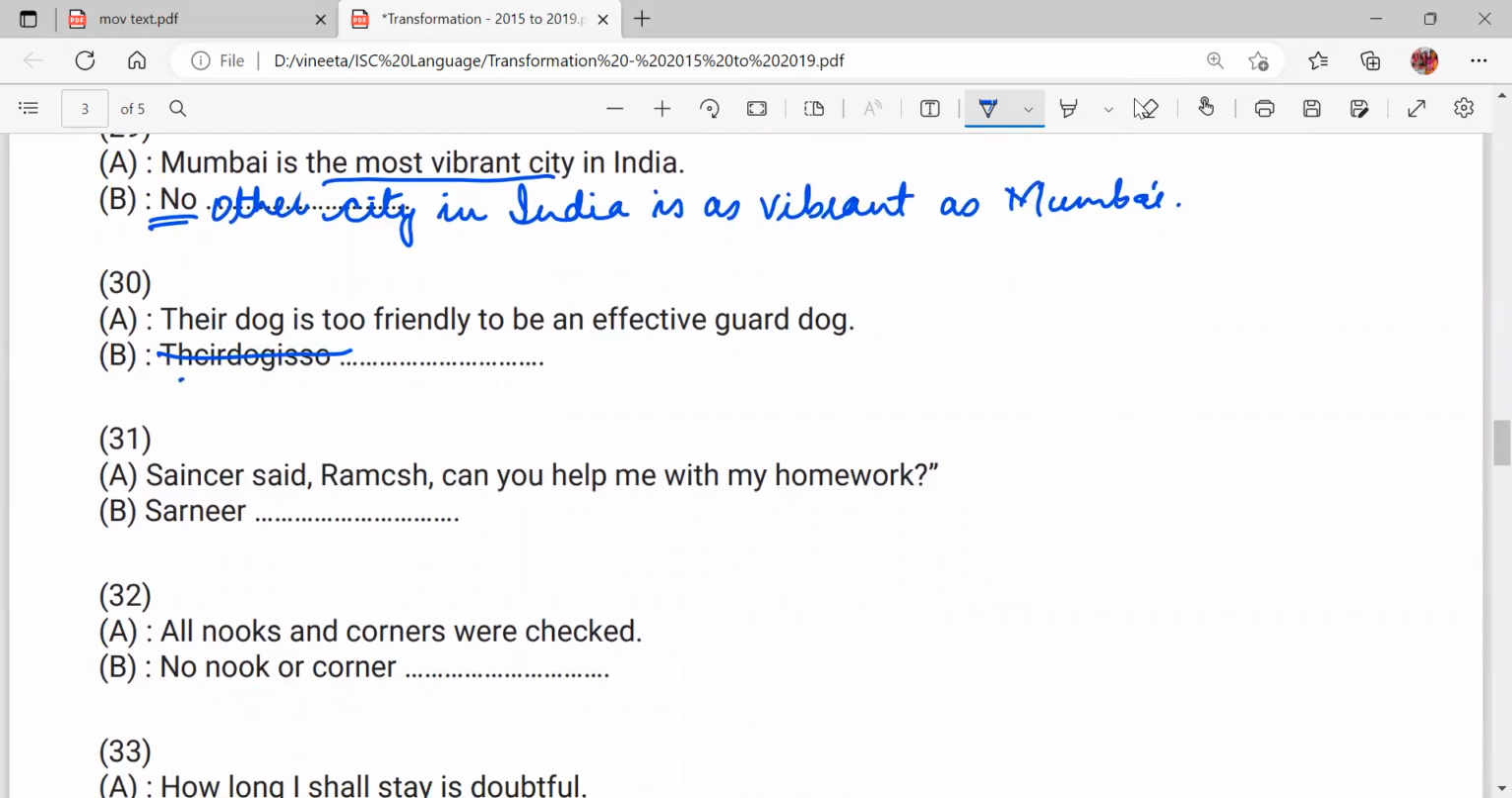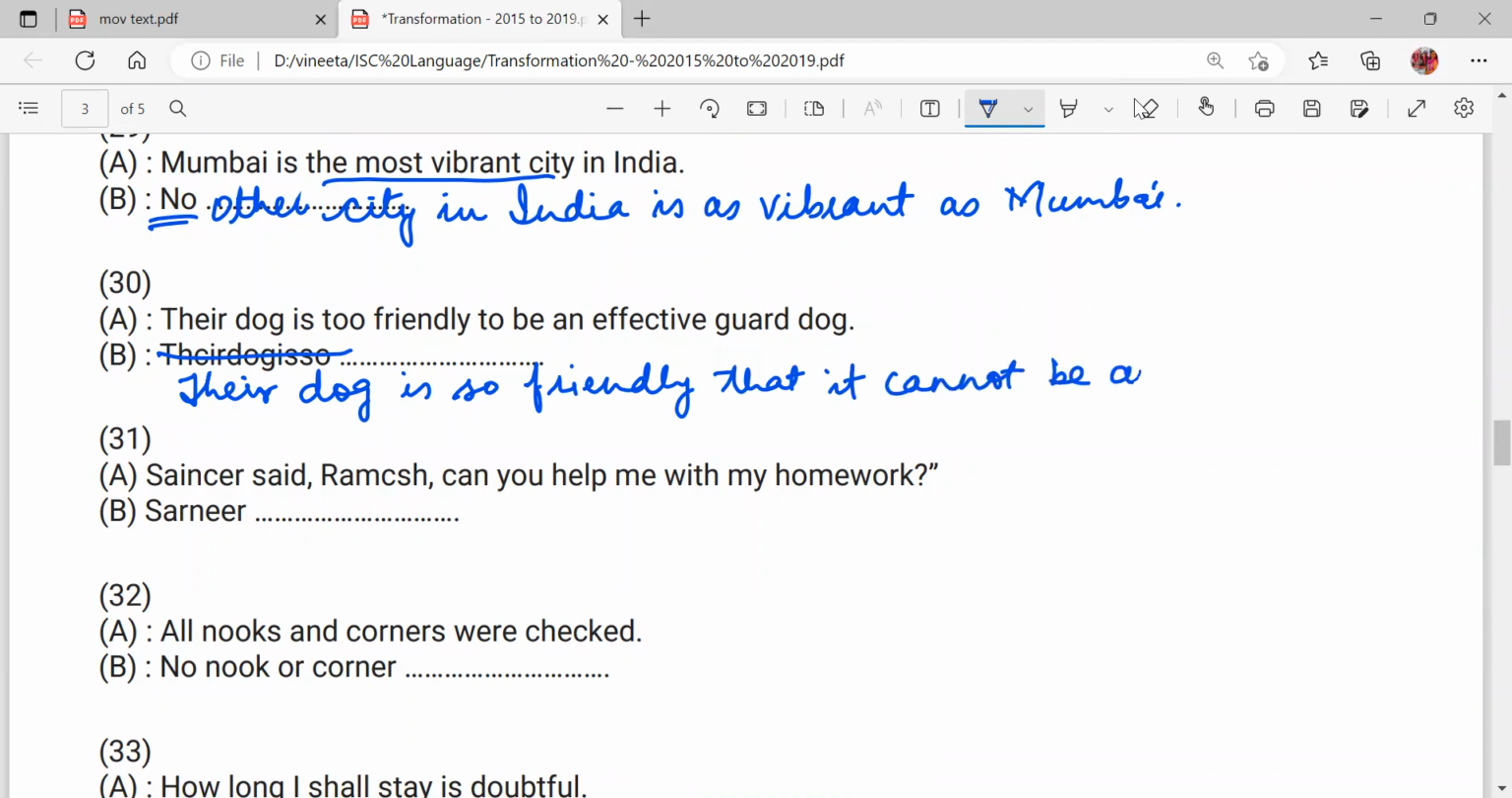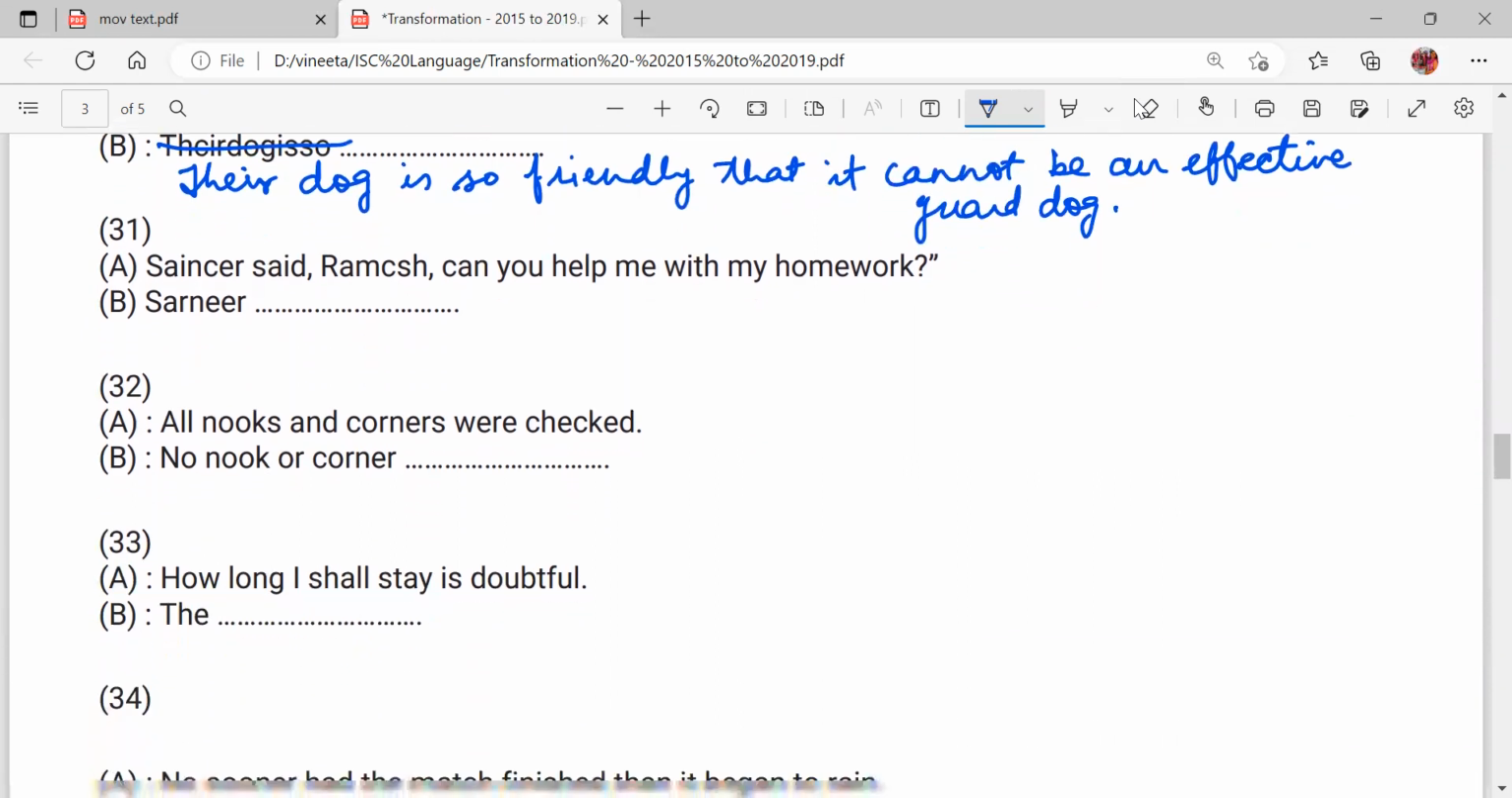Right? Next, their dog is too friendly to be an effective guard dog. You have to begin with, their dog is so. Their dog is so friendly that it cannot be an effective guard dog.